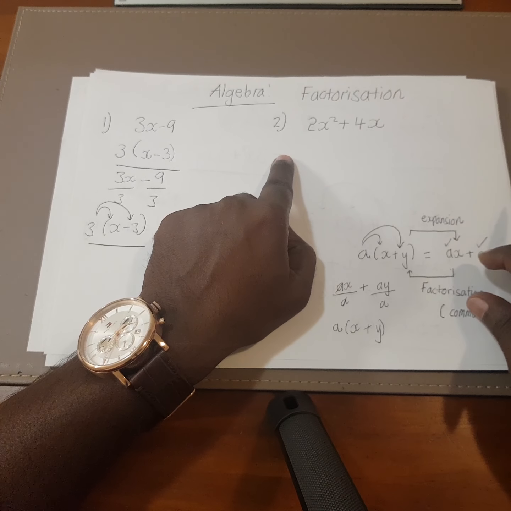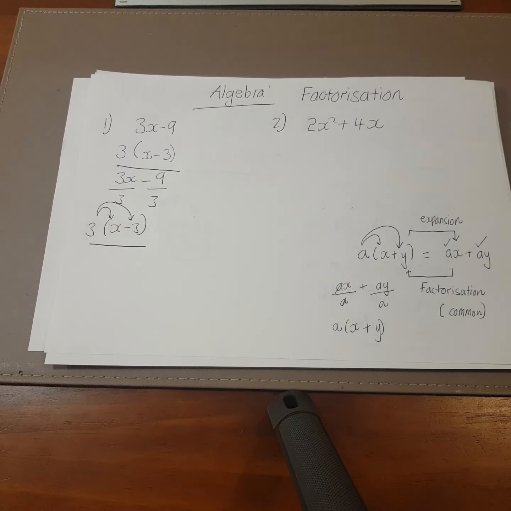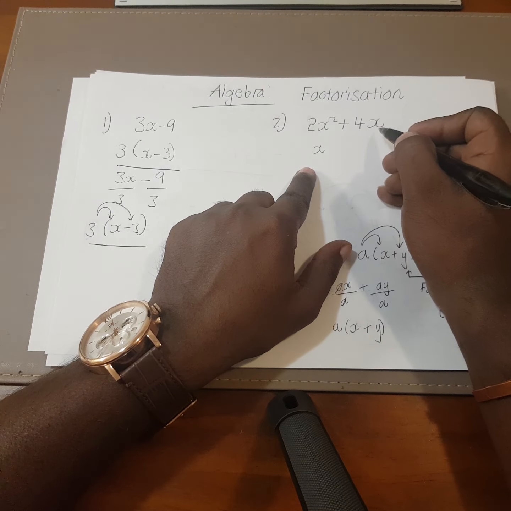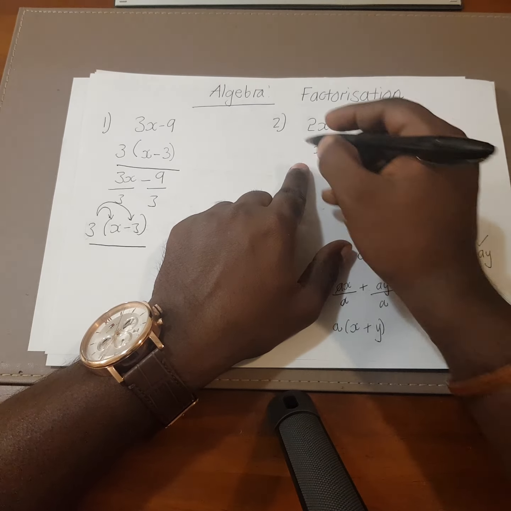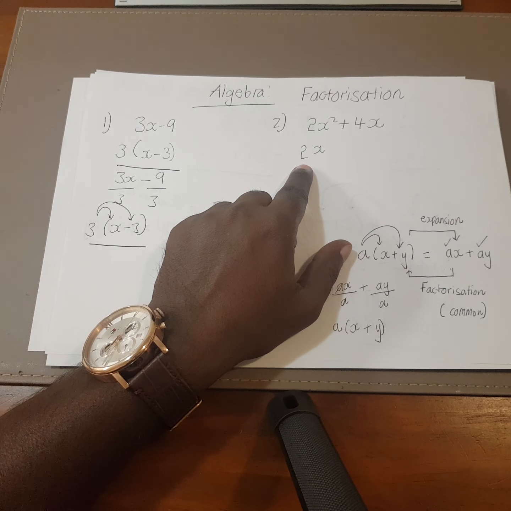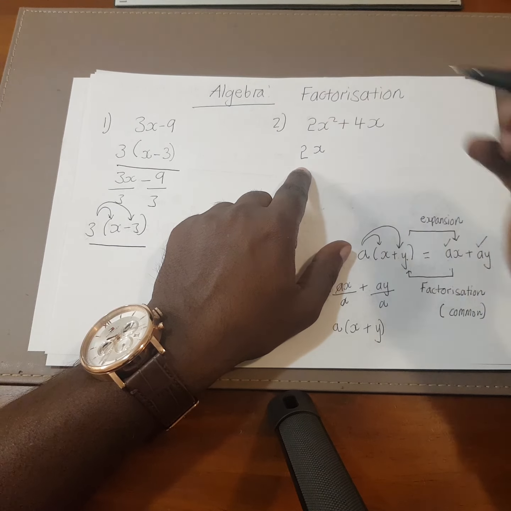Now, if you look at question number 2 there, you've got 2x squared plus 4x. Same as the first question, you need to ask yourself what is common between 2x squared and 4x. Now I can see clearly there's an x that's common. You've got x squared there and you've got an x there. All right. What else is common? You can see that there's a number 2 that's also common, because 2 can be divided by 2 here and 4 can be divided by 2 there. So in this situation, the common factor is a number and a letter.